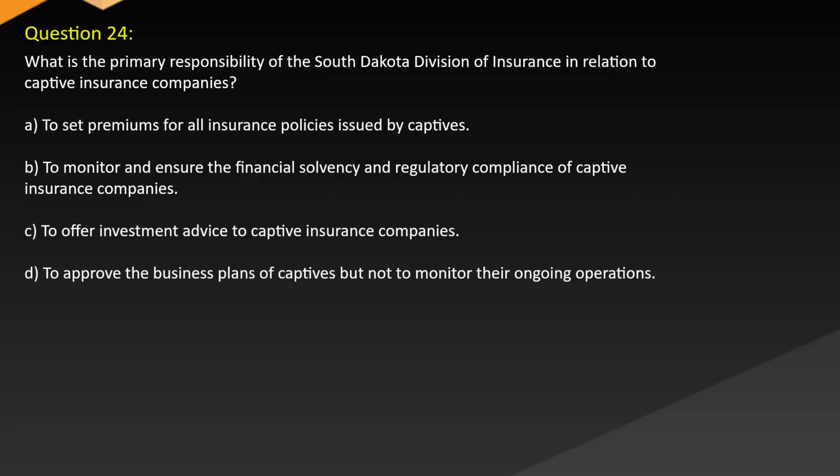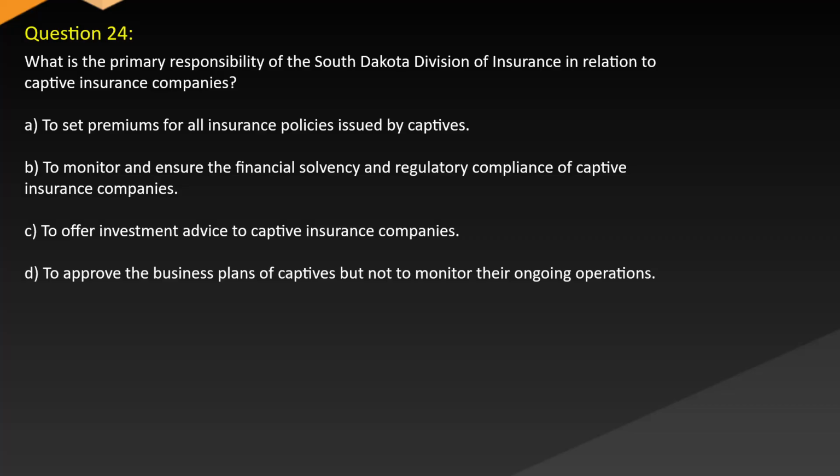Question 24. What is the primary responsibility of the South Dakota Division of Insurance in relation to captive insurance companies? A. To set premiums for all insurance policies issued by captives. B. To monitor and ensure the financial solvency and regulatory compliance of captive insurance companies. C. To offer investment advice to captive insurance companies.